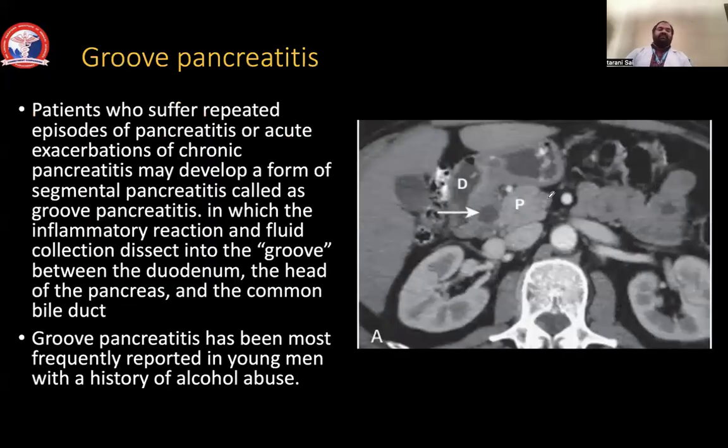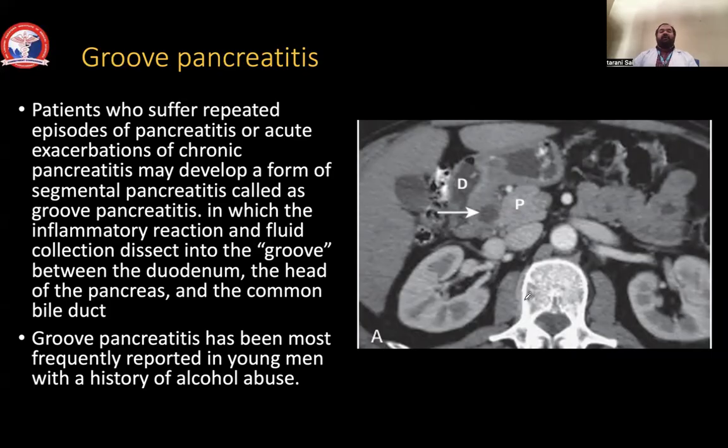Groove pancreatitis. Patients who have suffered repeated episodes of pancreatitis or acute exacerbation of chronic pancreatitis may develop a form of segmental pancreatitis called groove pancreatitis, in which the inflammatory reaction and fluid collection dissect into the groove between the duodenum, the head of the pancreas and the common bile duct. Groove pancreatitis has been most frequently reported in young men with a history of alcohol abuse.